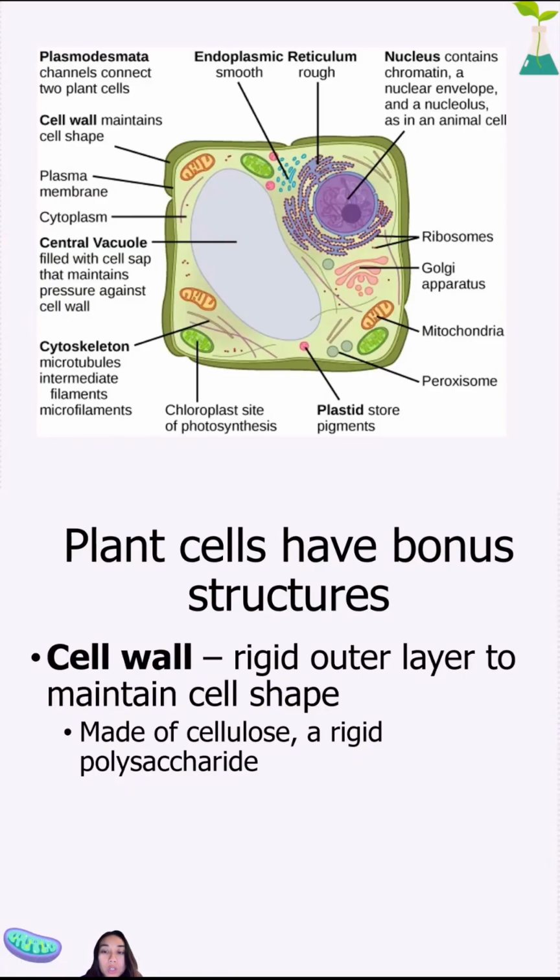It's a very rigid polysaccharide, meaning that it's made up of sugar. And it is a type of sugar that we can't break down. So whenever you're eating plants, like vegetables and things like that, that's cellulose. Your body actually can't break that down.